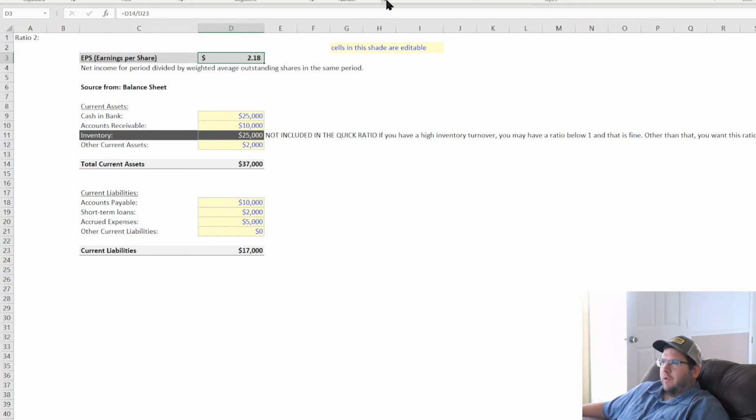So a pretty easy one to calculate. You're going to use the income statement for this, and then wherever outstanding share data exists.